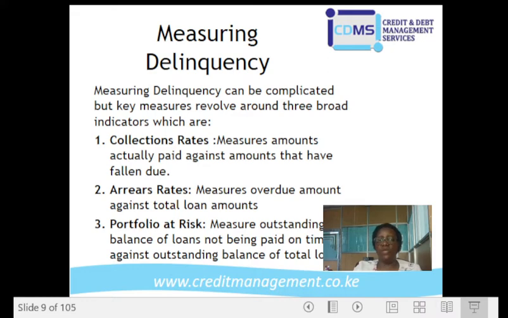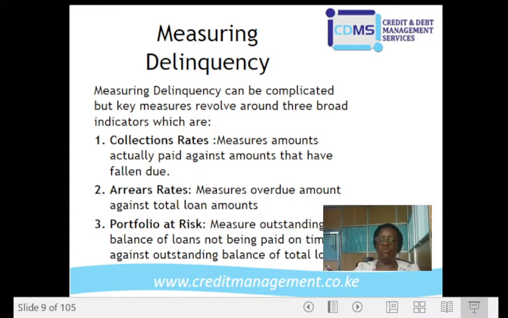So if today we are to look at our delinquency position as an institution, we will compare what was to be paid today and what has actually been paid. Then we get what we call the collection rate: what is our percentage as far as collection is concerned. Then number two that we use to measure our delinquency position is the arrears rate. That is, we want to measure the overdue amount against the total loan amount. What is the rate of arrears?